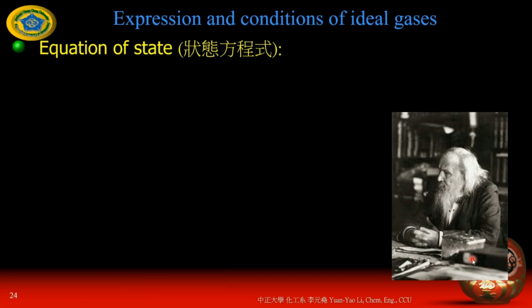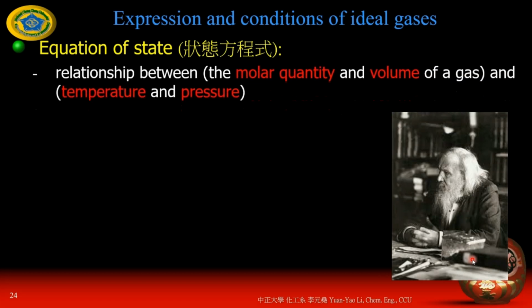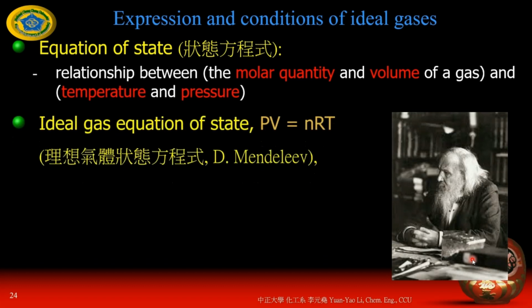So the expression and the conditions for the ideal gas, you know, is ideal. So you need to give some conditions for this ideal, right? The equation of state, 状态方程式 in Chinese, is the relationship between different states, like the mole quantity and volume of the gas, and the temperature and pressure. So the ideal gas equation of state is PV equals nRT. There are many different equations of state. You can have a non-ideal equation of state, and this is the ideal gas equation of state.